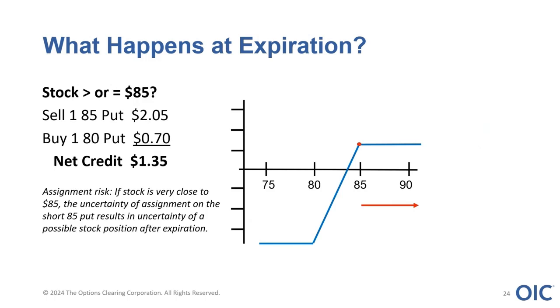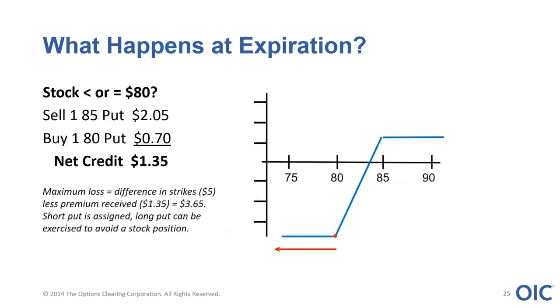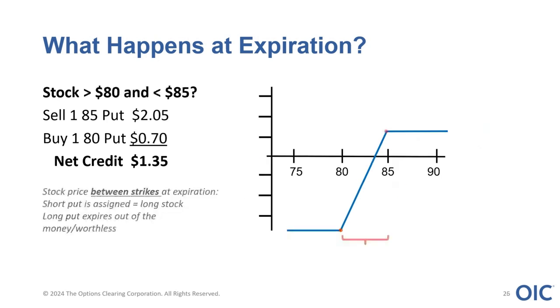So in this case, stock above or equal to 85, both of these puts theoretically go out worthless. You keep the $1.35. Below 80, this is your max loss area, $3.65 here, because the put spread is worth $5, but you've already taken in 135. And then in between 80 and 85, this is when things get interesting.